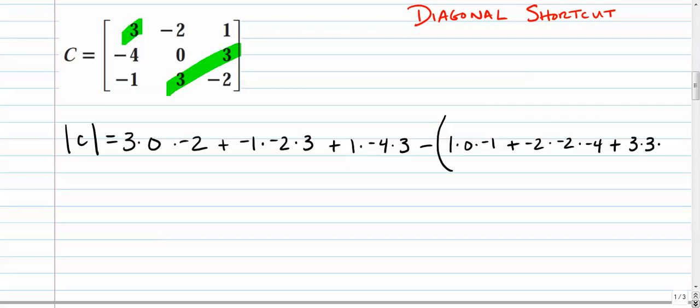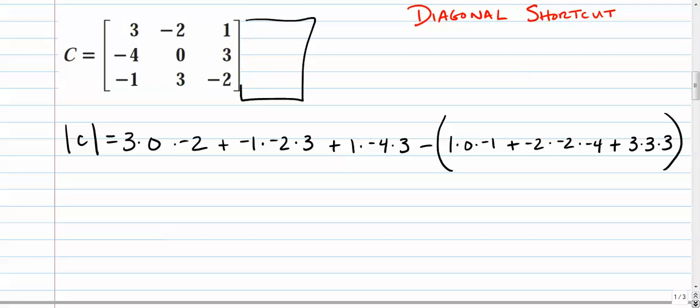So this is basically what Sarrus was doing, but without the visual expansion, without the augmentation right here. Sarrus put that out there. With this method, we're just kind of deleting that step. Alright, so here we go.